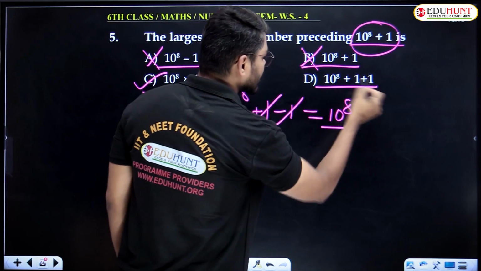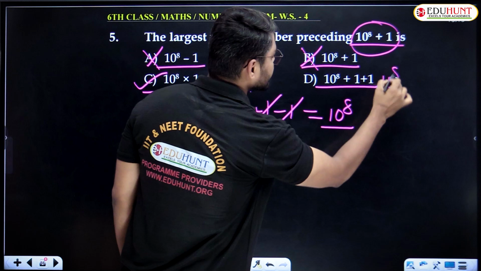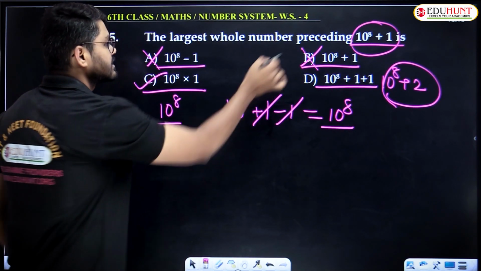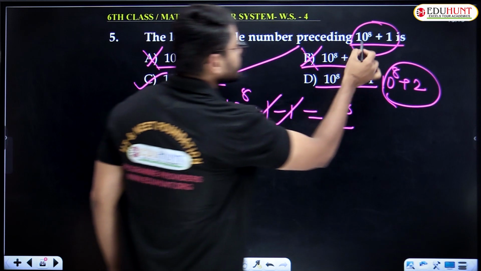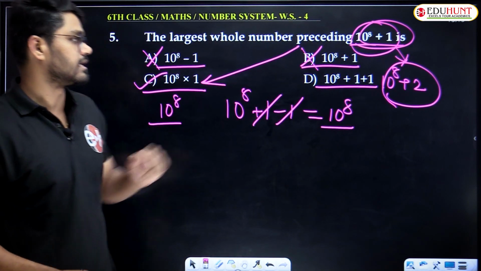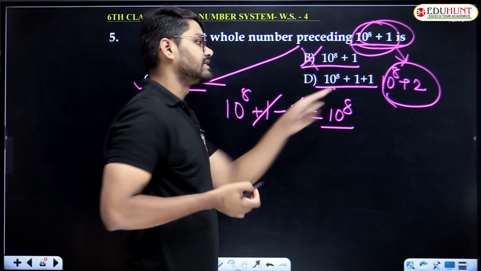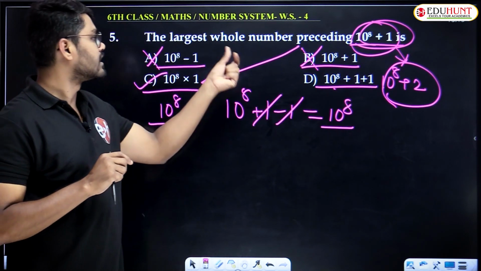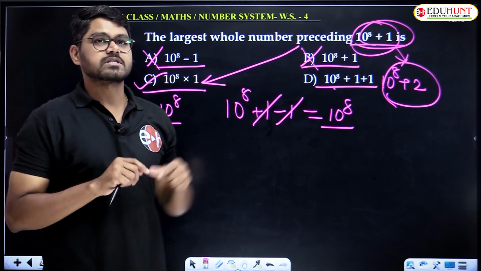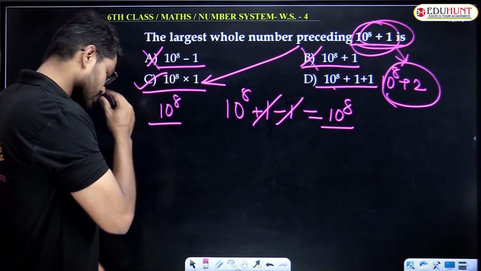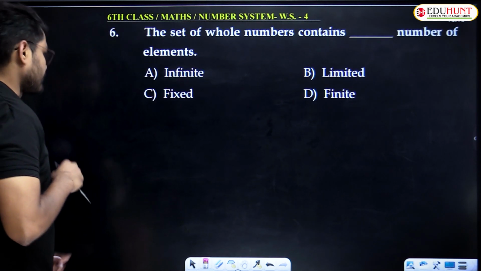Here it is 10 power 1 plus 1 is 2, 10 power 8 plus 2. This is nothing but the successor of this number, not the preceding number. Successor of 10 power 8 plus 1 is this one, option 4, that is 10 power 8 plus 2. If the question is the successor of the number 10 power 8 plus 1, it is 10 power 8 plus 2. Let's move on to the next question, students.